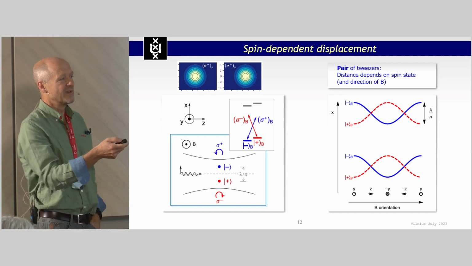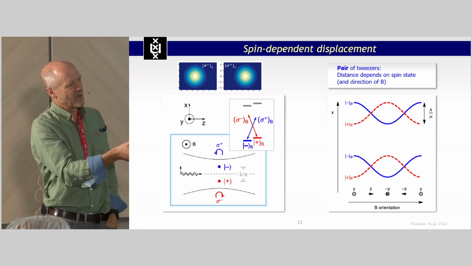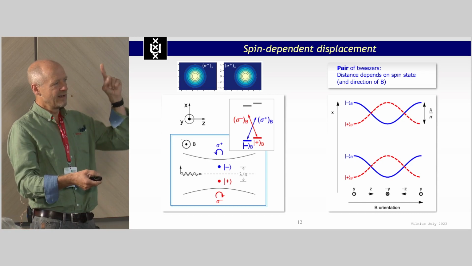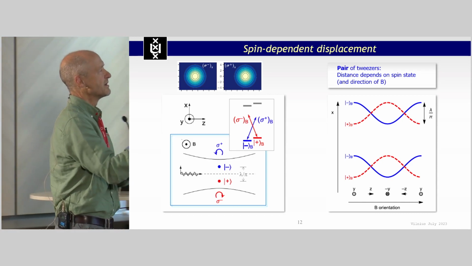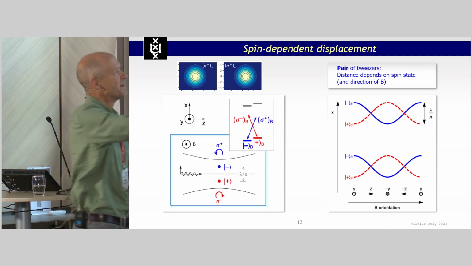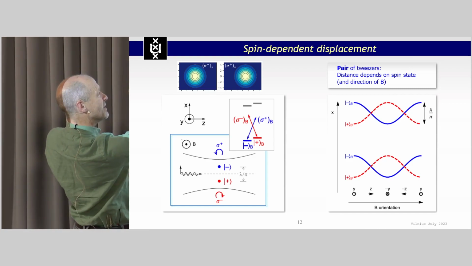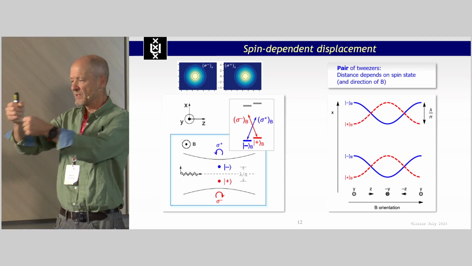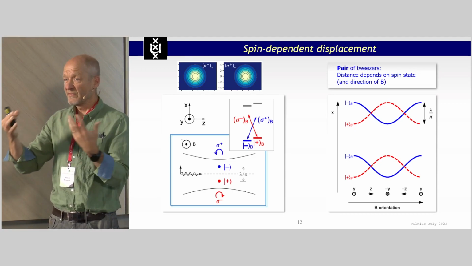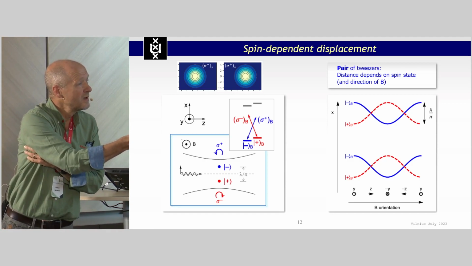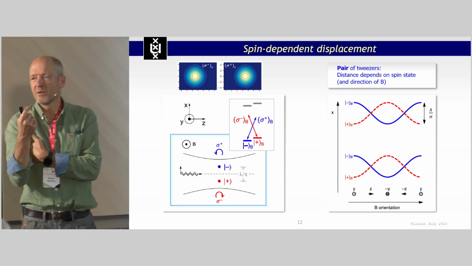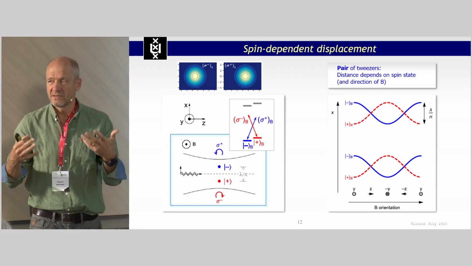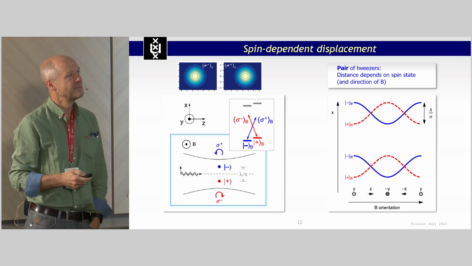In fact, you could even manipulate that by rotating your quantization axis. This is what I did here. I rotated the magnetic field in this plane, the YZ plane. Then you can take these two spin components and move them about like that. What if these two atoms interact? Then I can make an interaction that is spin dependent. So this is exactly what you need for a quantum gate.